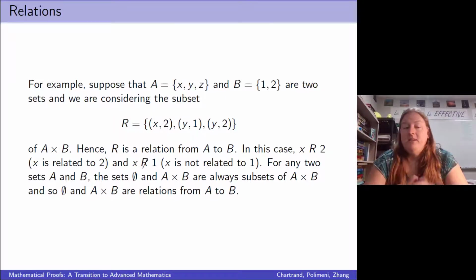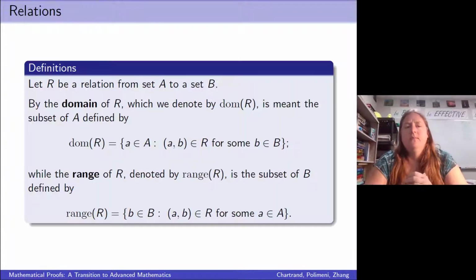So for any two sets, A and B, the empty set and the entirety of A cross B are always subsets of A cross B. So the empty set and A cross B are relations from A to B, always. When we talk about relations, it's really handy for us to talk about the idea of the domain of the relation and the range of the relation.